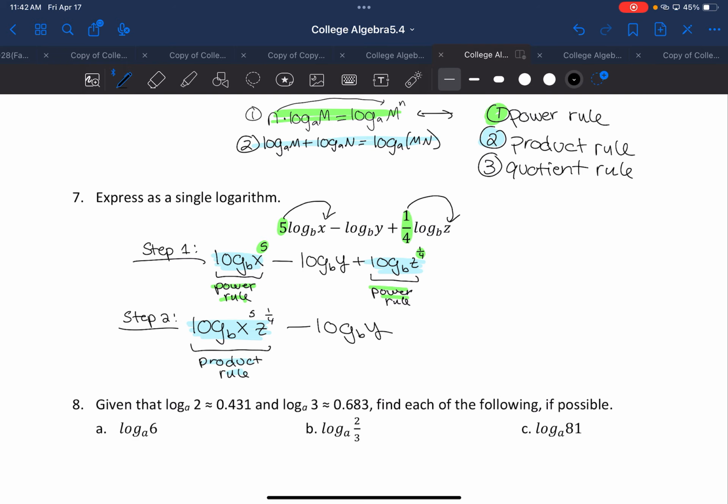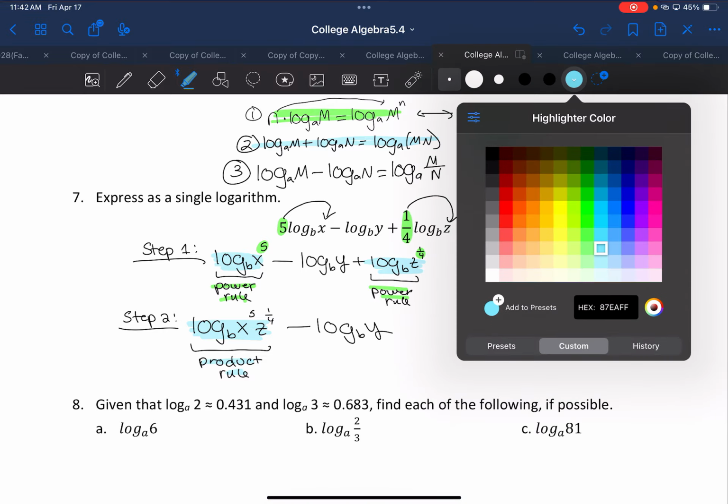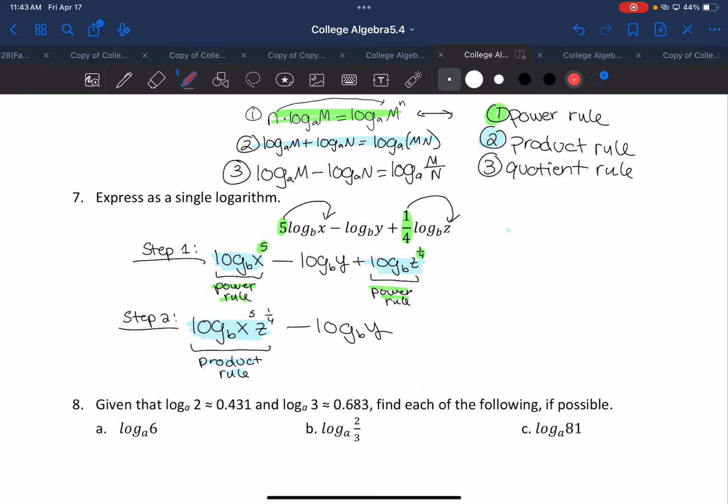And then finally, I will combine both of these using the quotient rule. So going backwards, this would be log base a of m minus log base a of n. So if two things are being subtracted, then this becomes log base a of m divided by n. It's the quotient rule. So that's what's happening here.